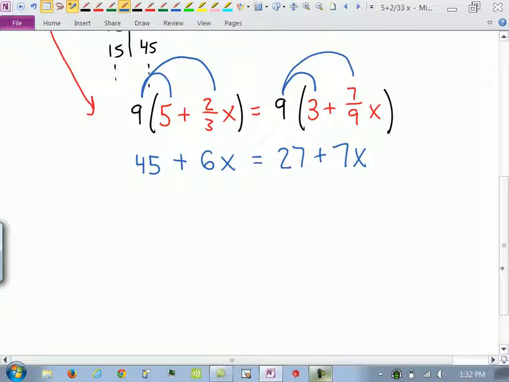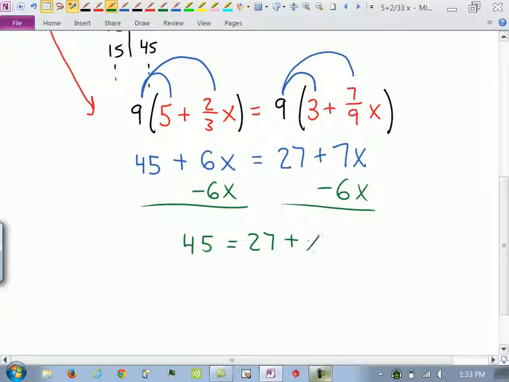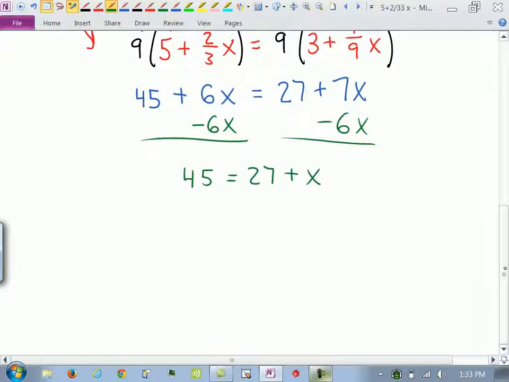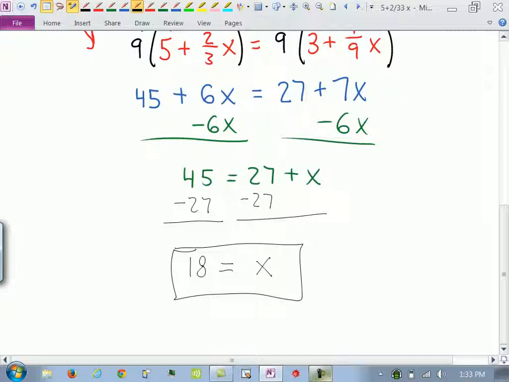You could do minus 6x on both sides. That would move your x's to the right, wouldn't it? So I'll go ahead and do that now. That would give me 45 equals 27 plus x, because 7x minus 6x is x. And then finally, to get that x by itself, subtract 27 on both sides. On the right side, you get x. On the left side, what is that? 18? And we're done. We never had to come through and divide. The number in front of x was a 1, so we never had to come through and divide by a number.